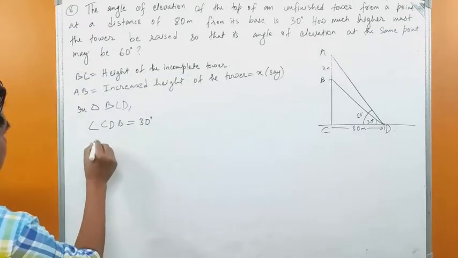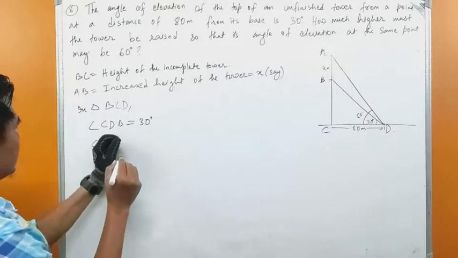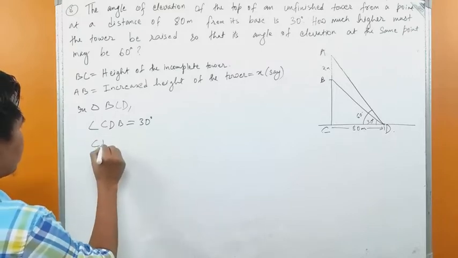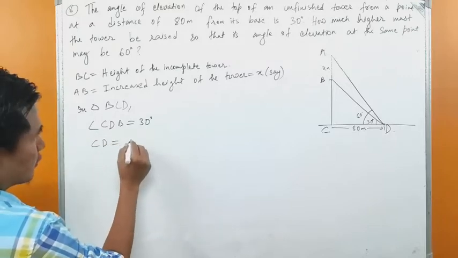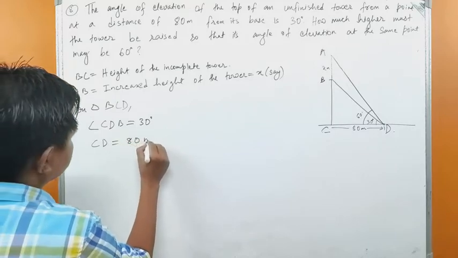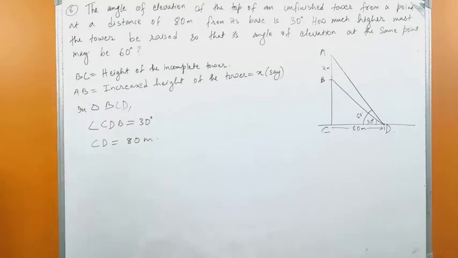And CD equals the distance of the point from the base of the tower, isn't it? Equals 80 meter. Now let us find BC by applying tan theta.